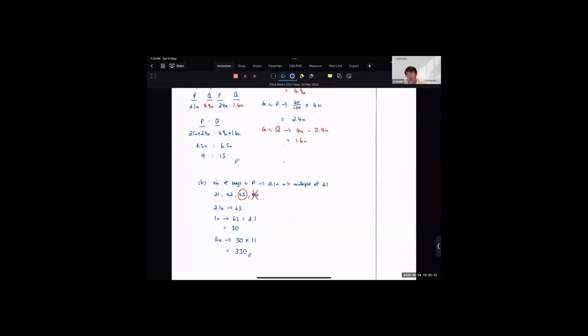Okay? So understanding here, 2.1 unit, even though it's a decimal value, it is the equivalent of 21 units. And so your answer to the number of boys has to be a multiple of 21. And the largest possible multiple of 21 without going over 70 is 63.